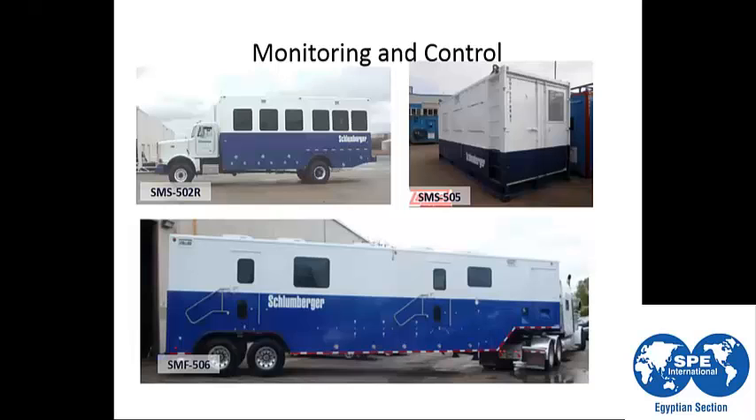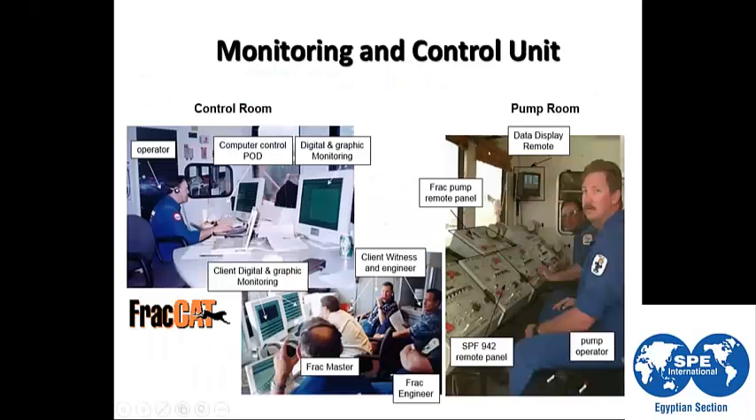This is the monitoring and controlling cabin. Here is the control panel for the pumps. This is the room where we monitor the additives, showing you the concentration of each additive and controlling the rate of each single additive at the blender. So you can control the pumps and the blender from the control room.